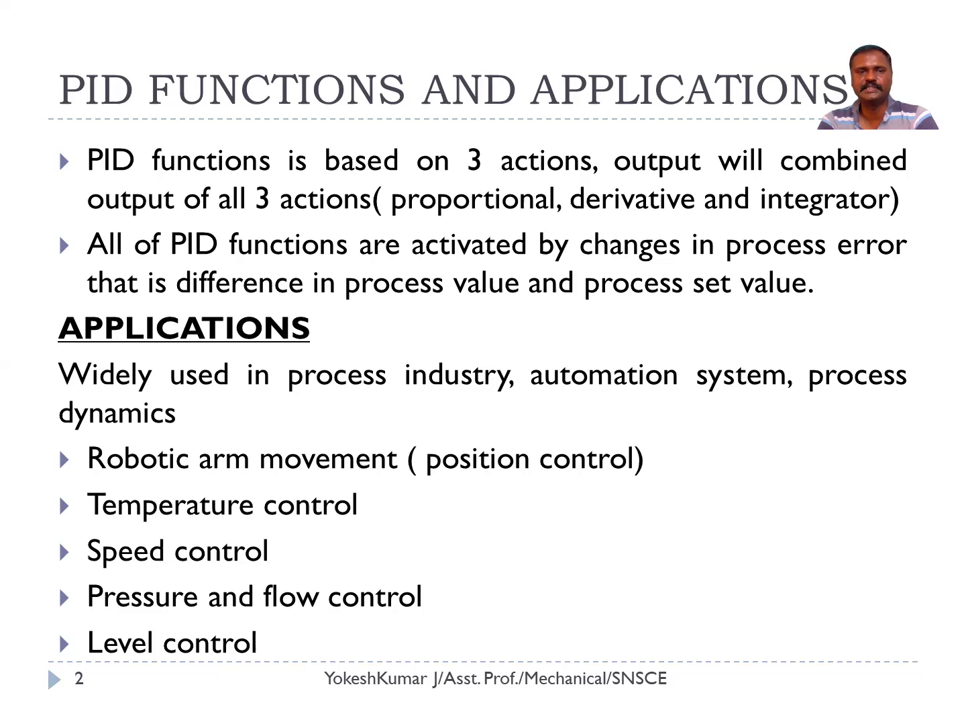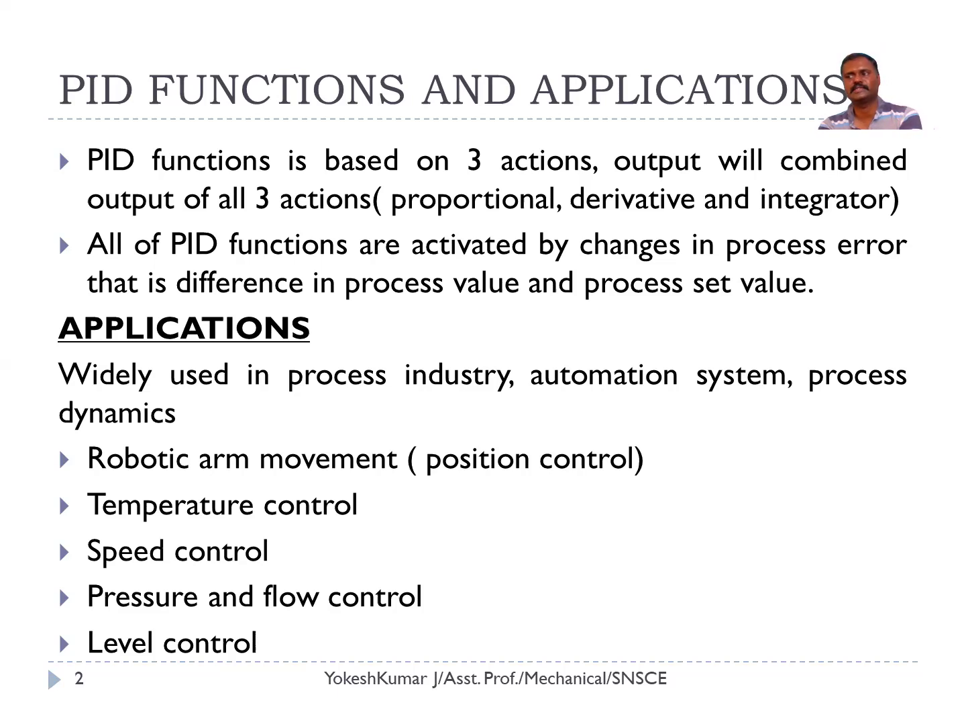As a combination of these, we have a PI function, which is the proportional integral function, and the PID function, the proportional integral and derivative function. These PID functions are based on three actions, and the output is combined from all three actions: proportional, integral, and derivative. And we know that all the PID functions are activated by changes in process error, that is the difference between the process value and the process set value.